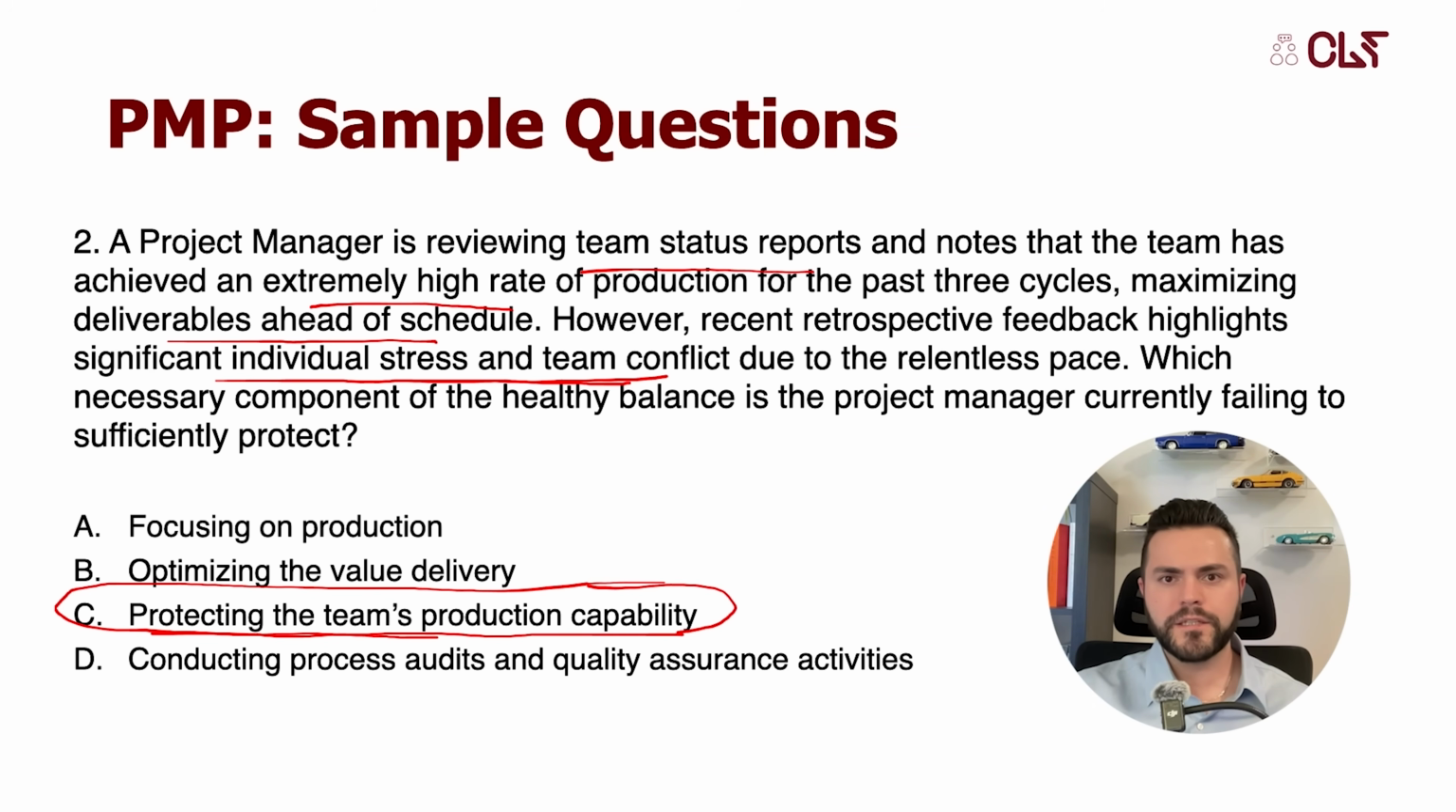So item A and item B are very close, but the concern of the question is the high stress and conflict, which indicate that the project manager is failing to protect the team's capability, which is necessary to maintain long-term production potential. So A and B could be right, but because we're concerned here with the stress and team conflict, we need to go for item C, which is the team's production capability, which should be protected. So item C is the right answer.